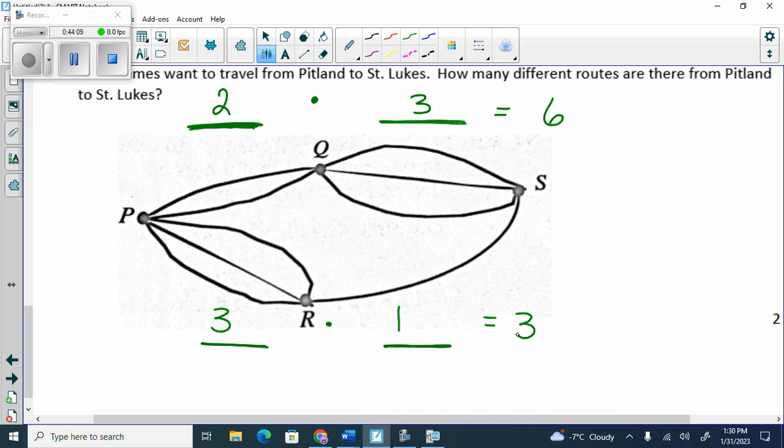So let's think about this. Are we taking these paths or these paths to get us there? Or are we taking these paths and all of these paths to get us there? Is it or, or and? Or. We're going to add them. We're taking these 6 paths, or we're taking these 3 paths, so we have a total of 9 paths. Not 18. If we say 18, we're literally taking all of the paths.